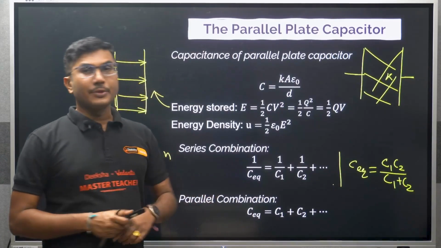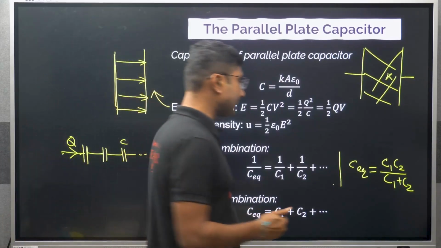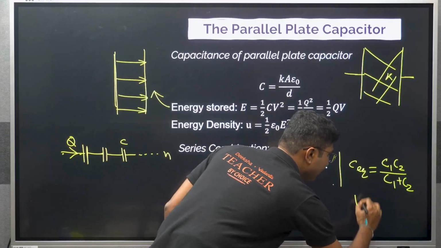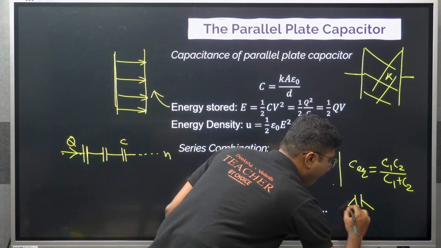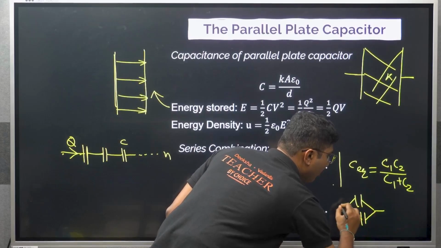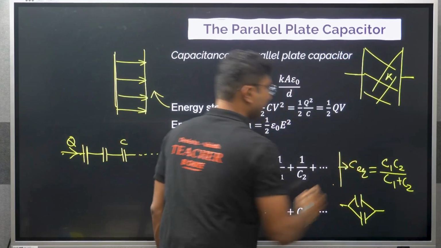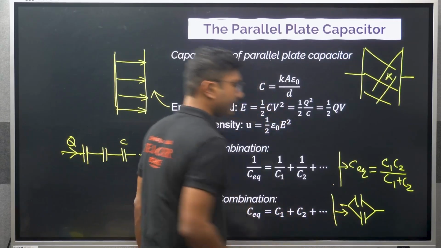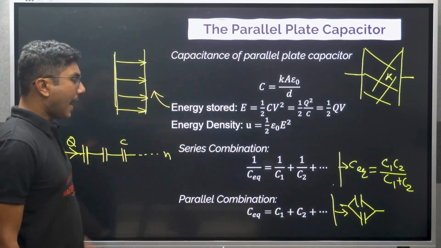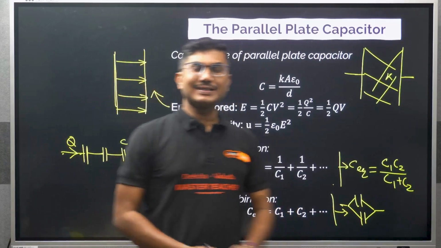In parallel combination, the voltage across each capacitor remains the same. And in case of capacitance, capacitance simply gets added.